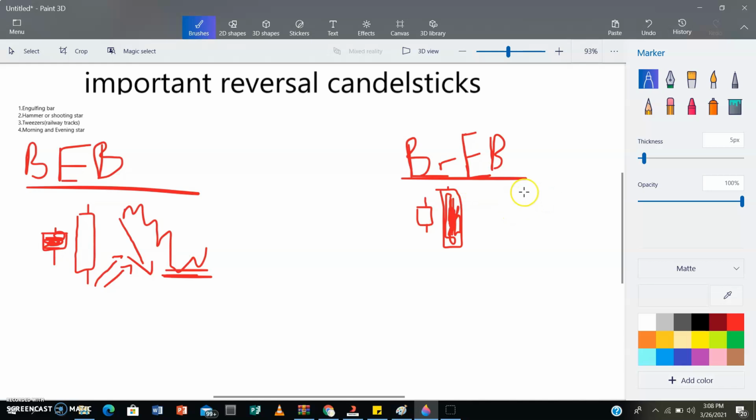And where are those psychological levels? For this one, since it's the opposite, you're obviously going to look for it at the top, right here. This is where it's going to be formed. This is when the market is about to reverse.